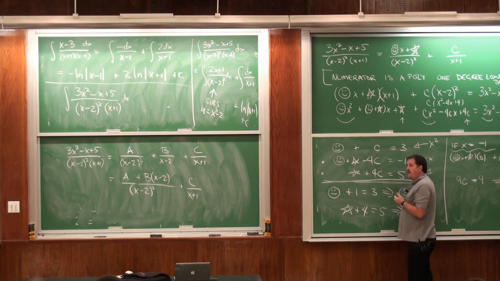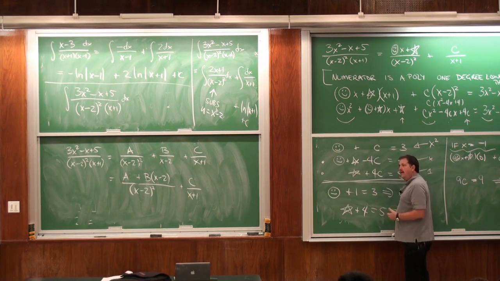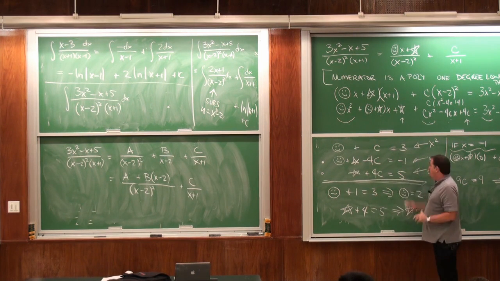I don't like solving three equations and three unknowns because I combine this and I combine that and now I get two equations and two unknowns. And then I solve the two equations and two unknowns. And then I go back and find the other one. It's easy for me to figure out what C is not using this.